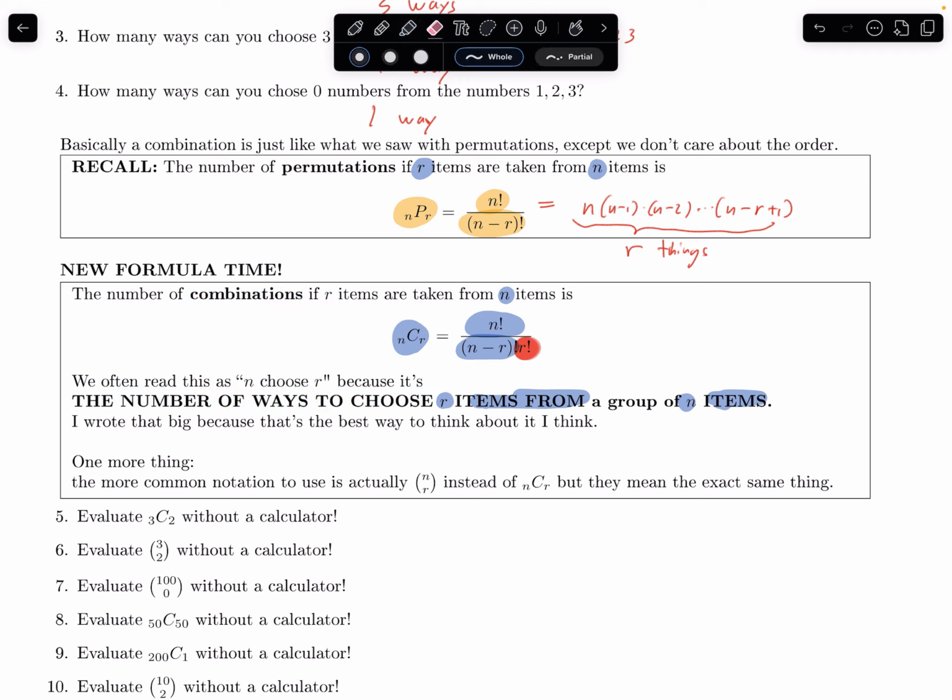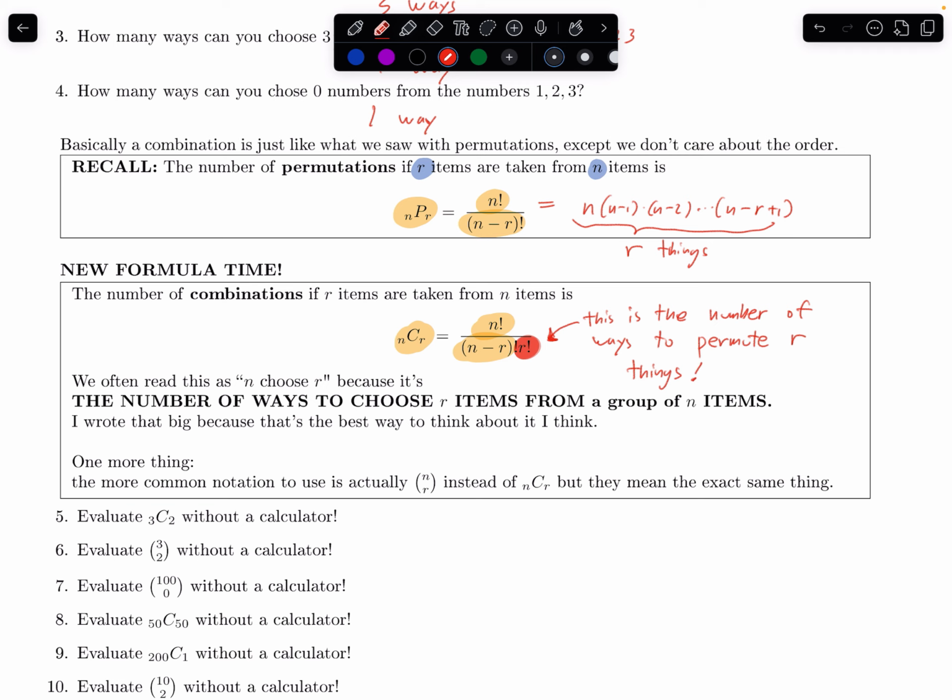Now, I started by reminding us of the permutation formula for a reason, because I wanted us to note that similarity. This is the same thing as a permutation formula, except for this little r factorial. What does that r factorial represent? Well, this r factorial is something we learned about in our last class on permutations. This is the number of ways to permute or rearrange our things.